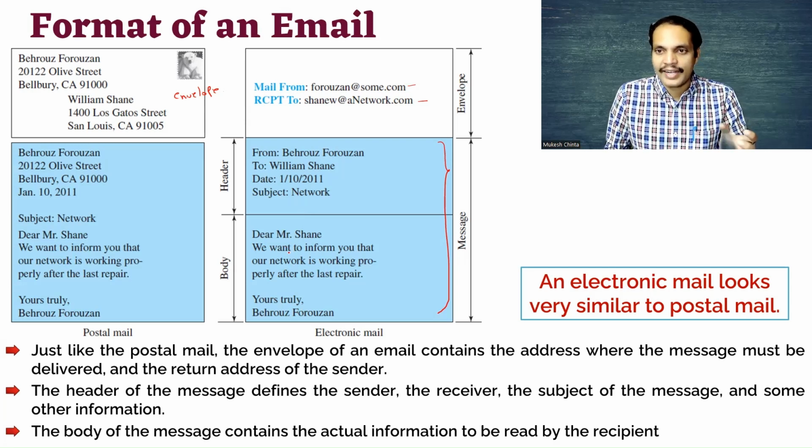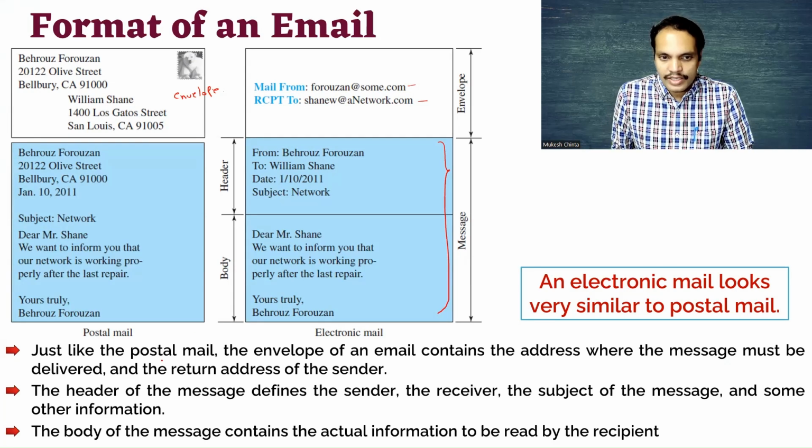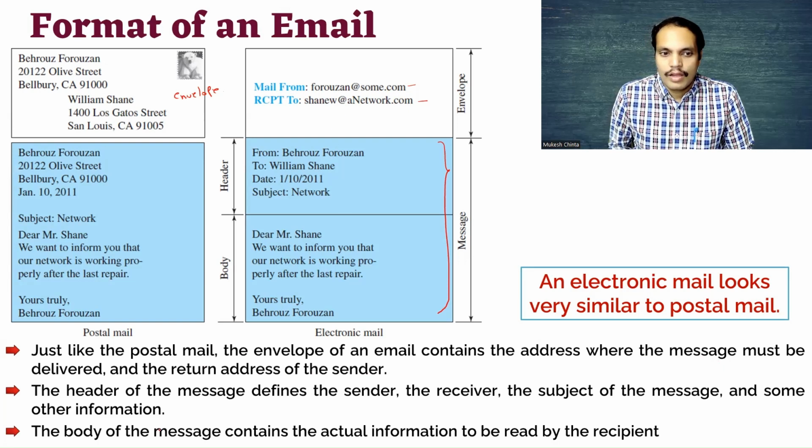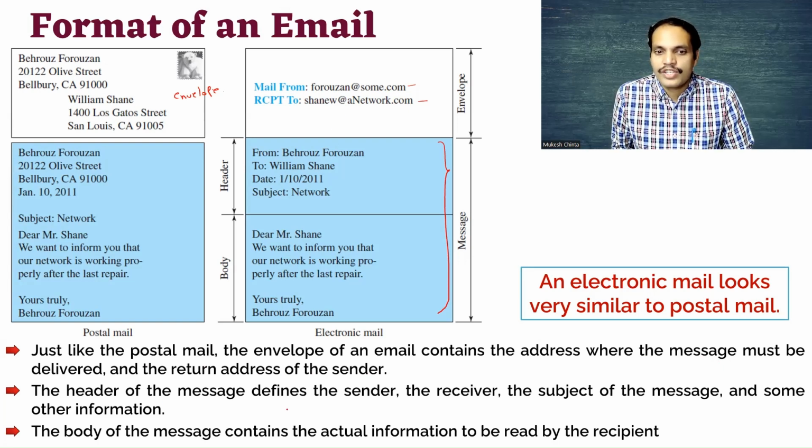Our body is the content you want to send. This is for the human recipient who is actually going to read the email. Just like the postal email, the envelope of an email contains the addresses where the message must be delivered and the return address of the sender. Like this. The header of the message defines the sender, the receiver, the subject of the message, and some other control information, maybe date, timestamp, etc.